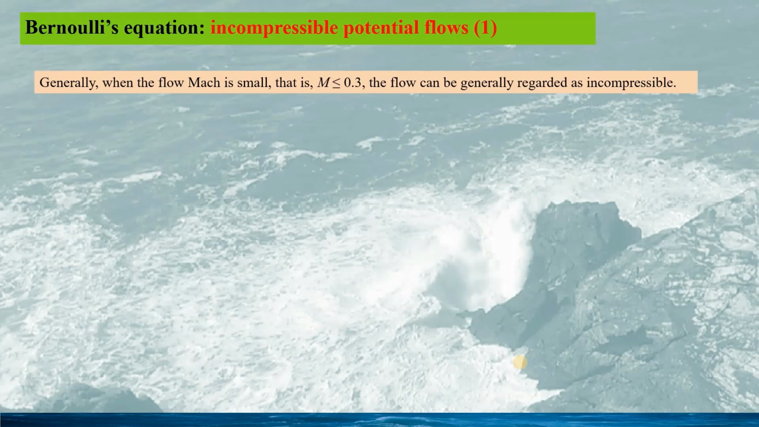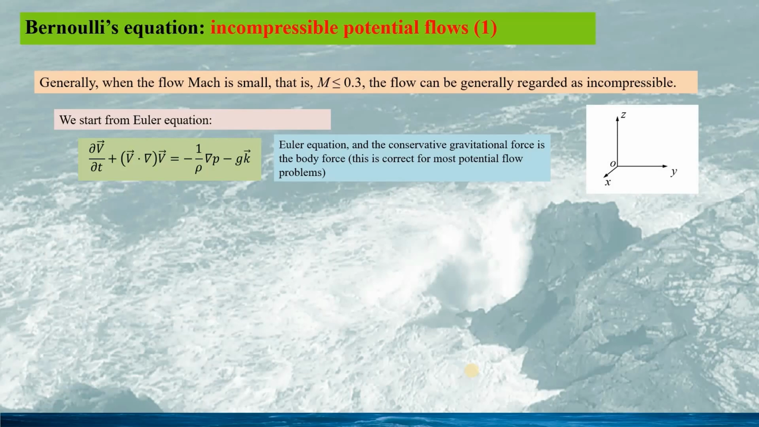When the fluid speed is not very high, for instance, the fluid Mach number M is less than 0.3, the flow can be regarded as incompressible. Here, we will examine the incompressible potential flow first. Similarly to the conventional Bernoulli's equation, the derivation would be based on the Euler equation, the governing equation for the fluid motion in inviscid flow.